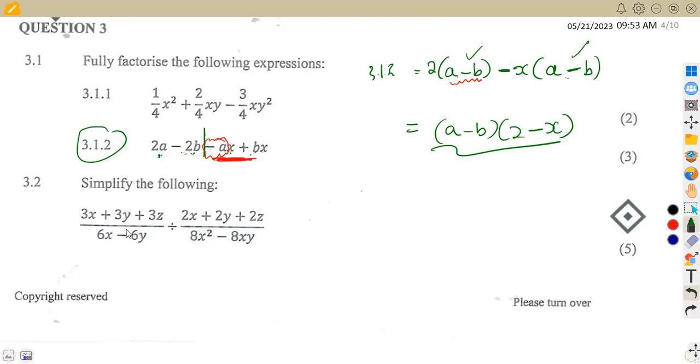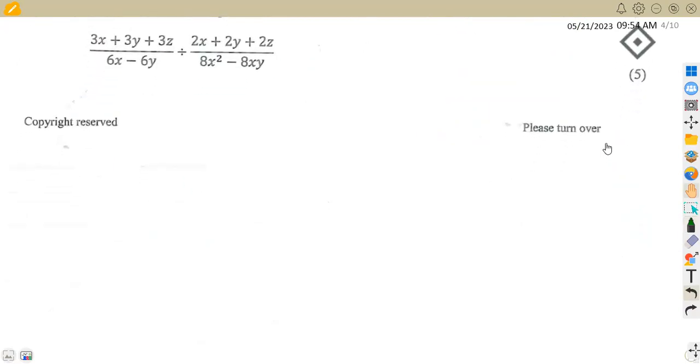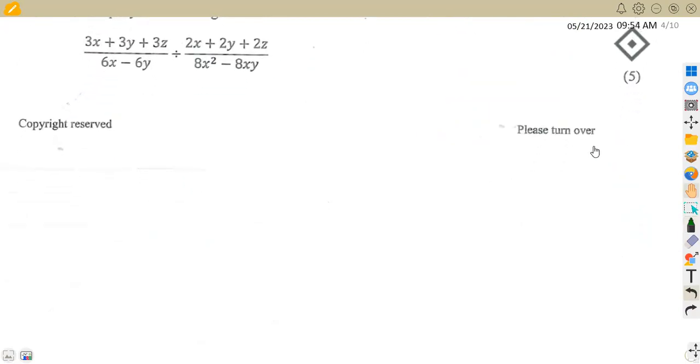Okay, we move on to the other part, which is 3.2. This is 3.12 and this is 3.2, where we are given to simplify the following. Okay, so this is an expression where we are given to divide the following fractions, and we've got 5 marks for that. Okay, so what can we do in this case? Yes, we know that we are dividing in this case. We can start by introducing the multiplication so that we do not confuse ourselves, or we can start by factorization, because this was somehow a direct type of factorization.